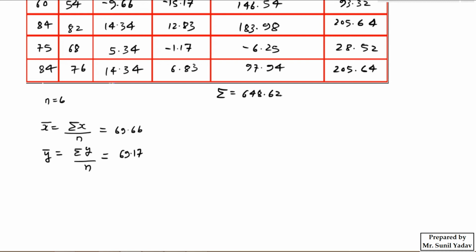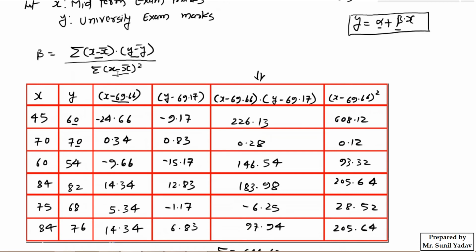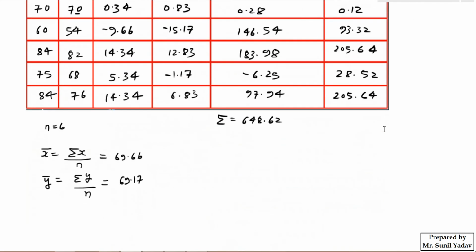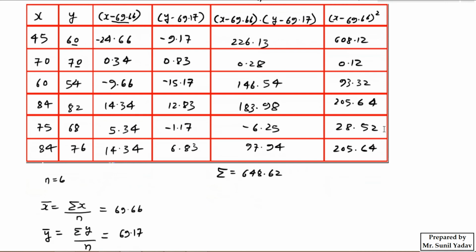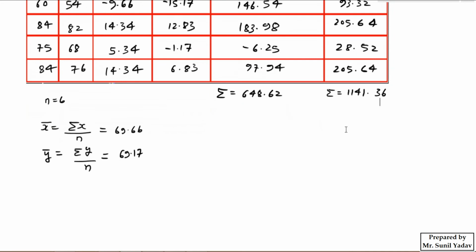648.62. Now after that they are saying here we have to do the summation of x minus x bar square. So since here already we have calculated x minus x bar, here we have to do the summation of this entire column, and after doing summation here we'll get 1141.36. So since here we have calculated everything for beta parameter, we can calculate beta also.